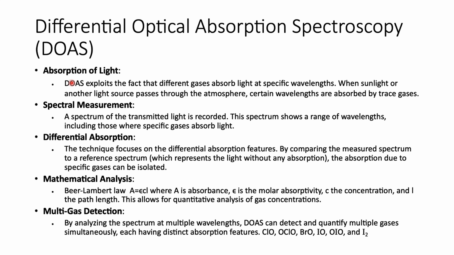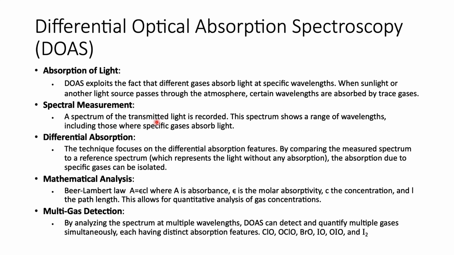DOAS is one method we had mentioned earlier. Differential optical absorption spectroscopy basically works on the principle that different gases absorb light at specific wavelengths. So when sunlight or another light source passes through the atmosphere, certain wavelengths are absorbed by the trace gases. From that, whatever is the loss, we can find out which gases are actually present.